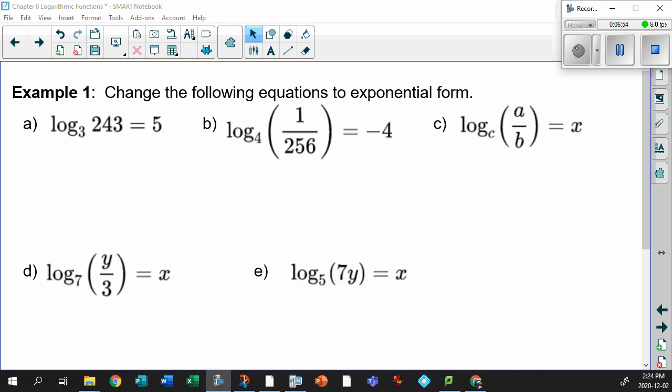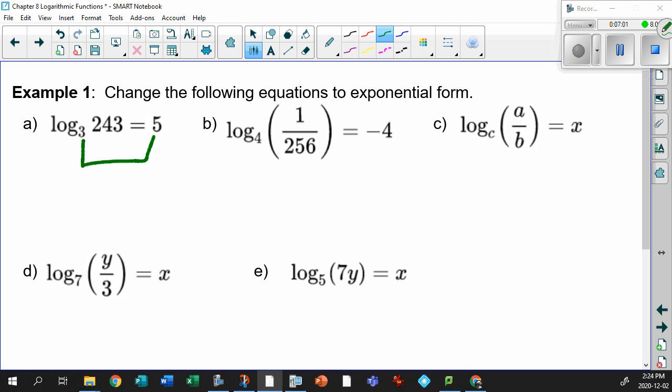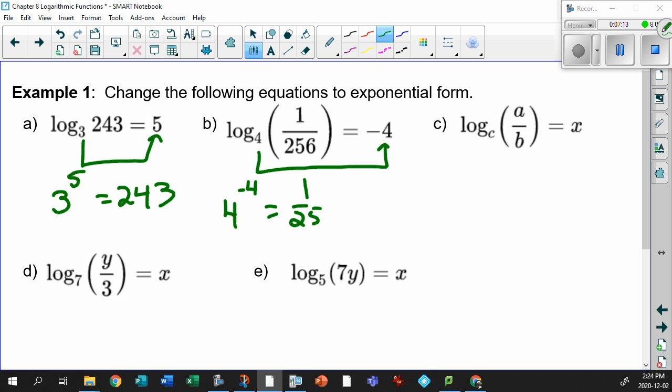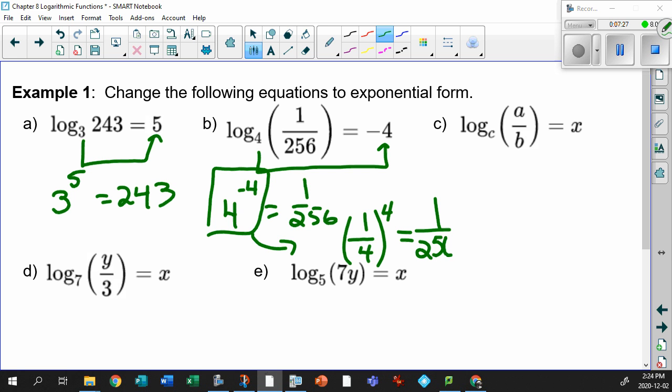Then let's keep on going and see if that actually makes sense and burn this into your brain here. Watch. Same thing. There's the base, exponent 5. 3 to the power of 5, 243. Do it again. 4 to the power of negative 4. 4 to the power of negative 4 has to equal 1 over 256. Think about it. That negative automatically tells you that this has got to be 1 over 4 to the power of 4. 4 times 4 times 4 times 4 is 256, so 1 over 256.